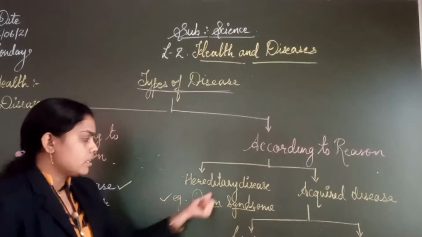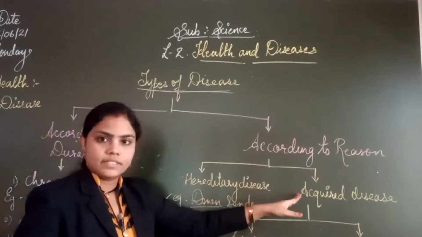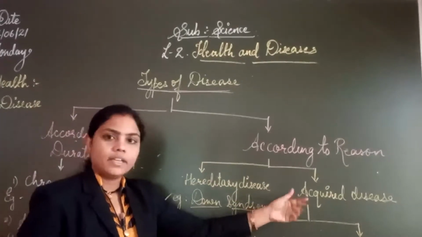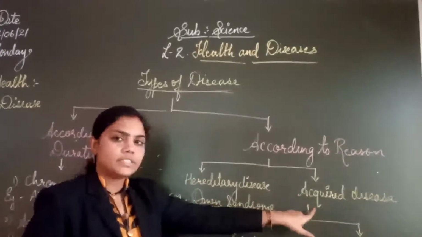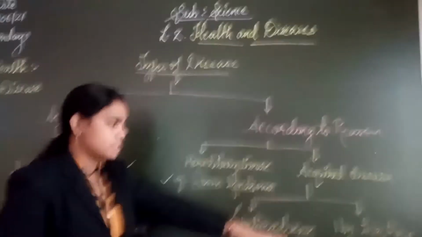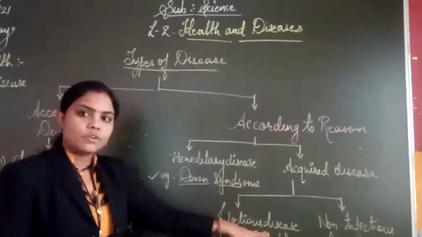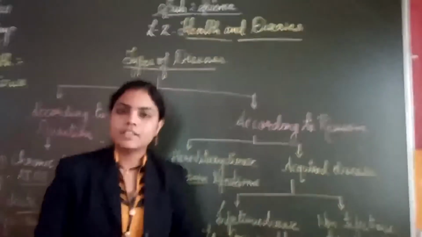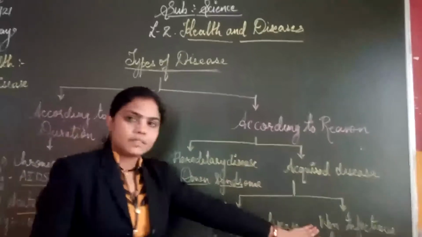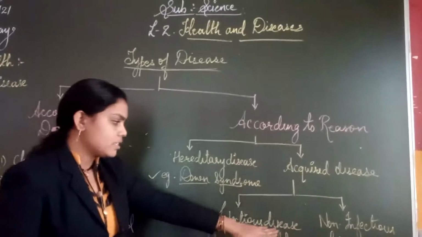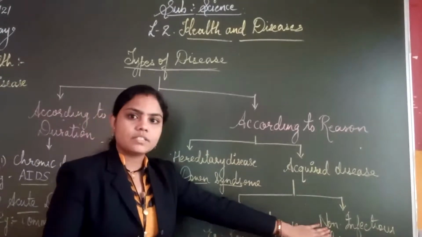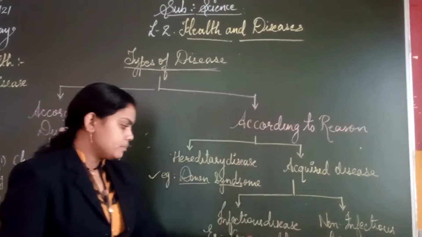Okay. Now next one is acquired disease. Acquired disease is further classified into two types: infectious and non-infectious disease. What is that?